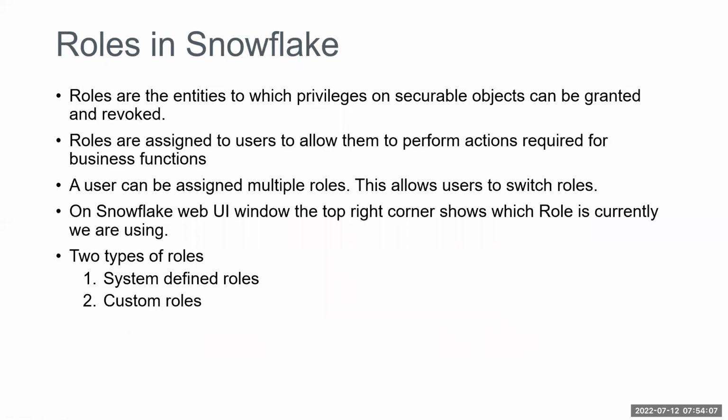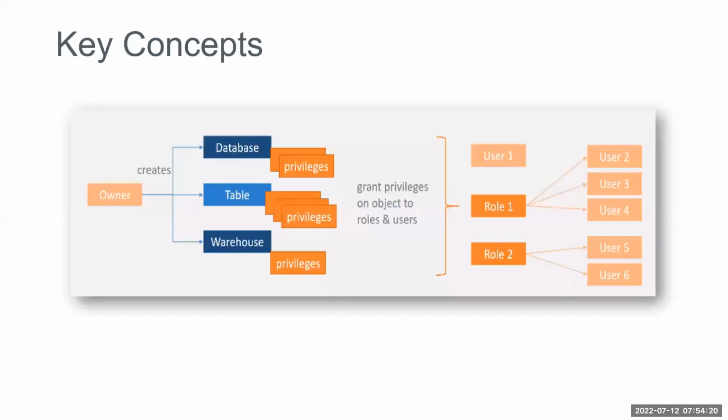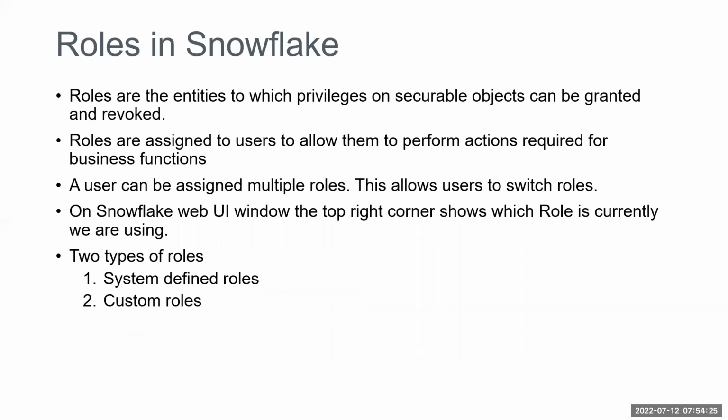So let's have a deep look into the roles. These are very important. As I said, roles are the entities to which privileges and securable objects can be granted and revoked. Whatever we have seen here, the securable objects, databases, tables, warehouses. So we can grant access to that role on that object, and we can revoke the access at a later point of time whenever we realize that access is not required.